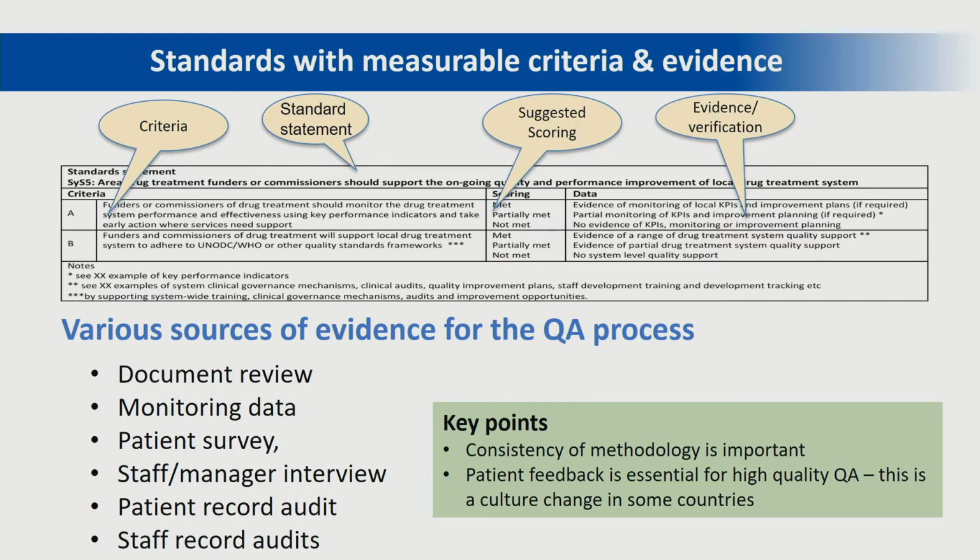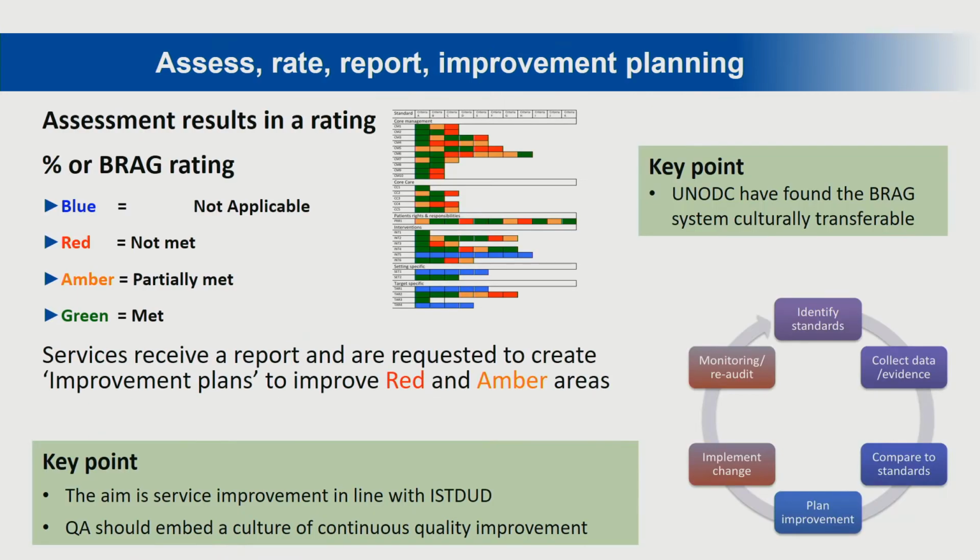This is what standards look like. So they have a standard statement. They've normally got criteria that bring the statement down to a level where things are measurable, suggested scoring, and the evidence or verification that's required. And in the UNODC quality assurance mechanism, we've got variable sources for the QA process: documents, monitoring data, patient surveys, etc. And the consistency of the methodology is really important, as is patient feedback.